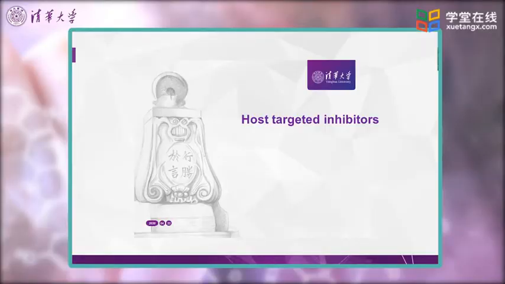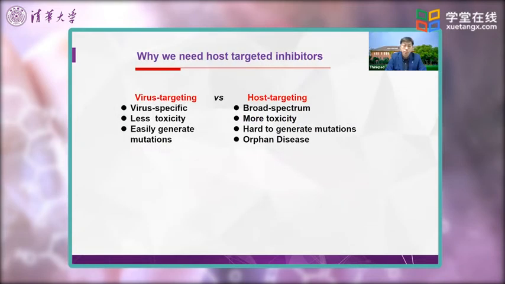The third part I will mention here is about host-targeted inhibitors. First, we should ask the question: why do we need host-targeted inhibitors? On the right part is host targeting. On the left part is the virus targeting. The advantage of a virus-targeting inhibitor is it's very specific. Specificity means less toxicity. However, it has a major limitation, which is it's relatively easy for the virus to generate mutants.